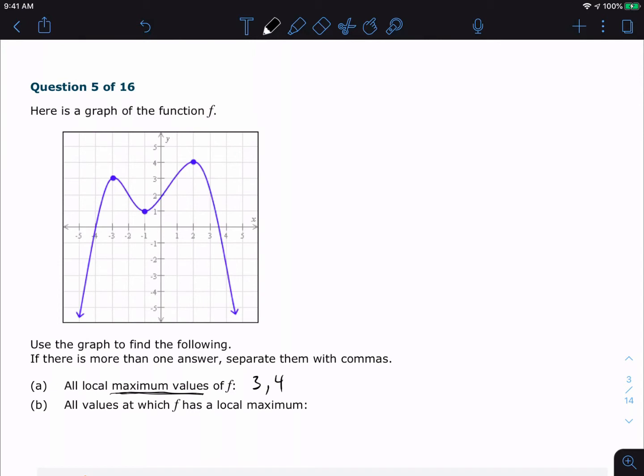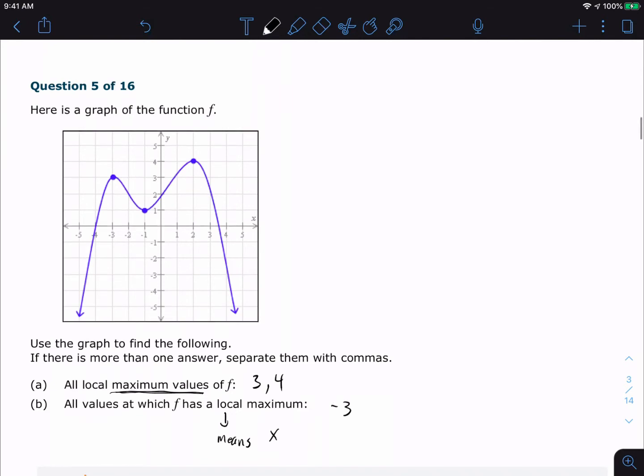Now, when it says all values at which f has a local max, that's asking for a location, and location is always x. So you can think of location as meaning x. Okay, so where did those values occur? They occurred at -3 and at 2. Does that make sense? They're trying to confuse you with value and location.